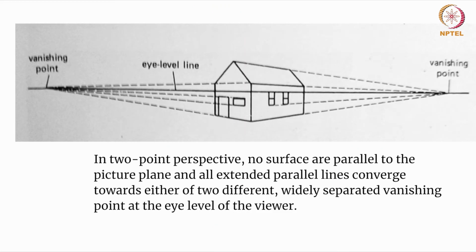Now let us look into 2 point perspective. In 2 point perspective, no surface is parallel to the picture plane, and all extended parallel lines converge towards either of two different, widely separated vanishing points at the eye level of the viewer. In this image, this is the horizon line or eye level, and these are the two vanishing points. If you look at this house, no plane is parallel to the picture plane, meaning the surface of the page. All the lines are going and converging and meeting at vanishing points.